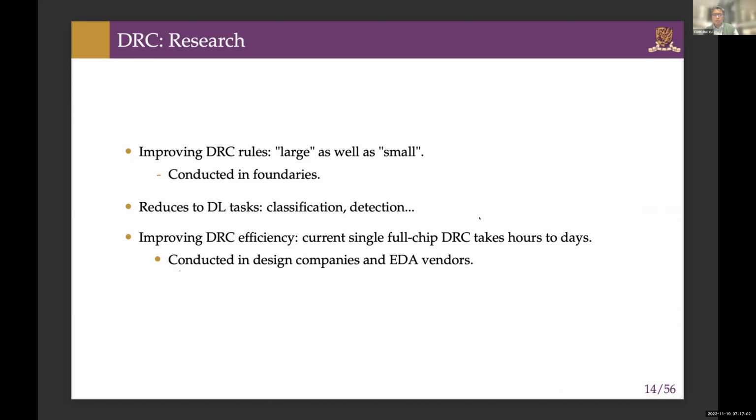Then we can think about, from the design house perspective or the EDA vendor perspective, whether we can do some acceleration, either multiple CPU acceleration or GPU acceleration. Now, I will talk about GPU acceleration a little bit.